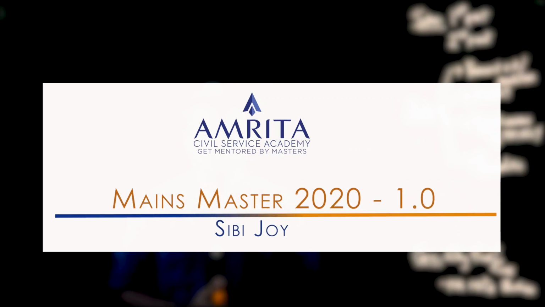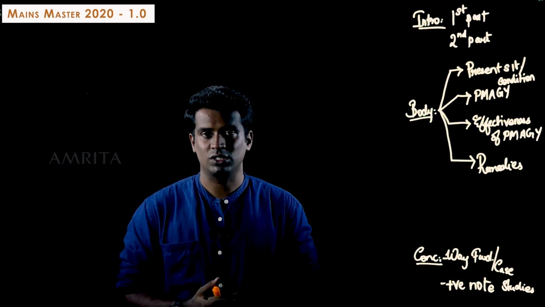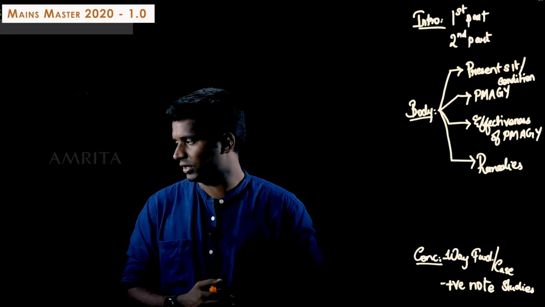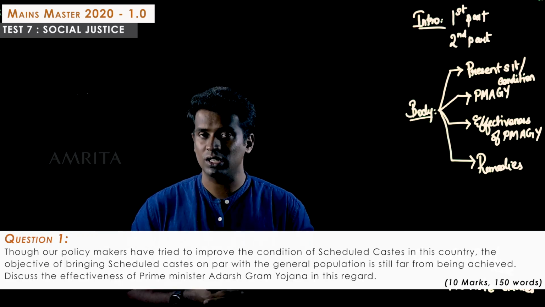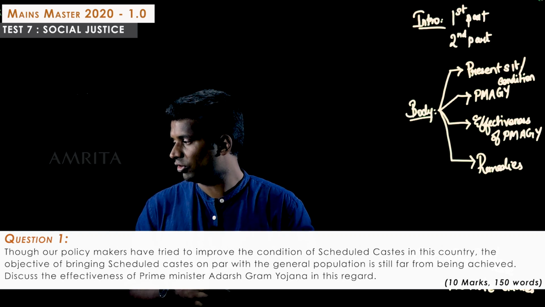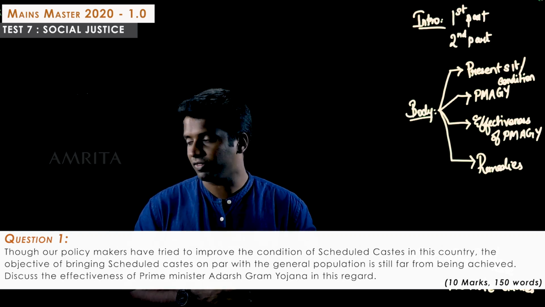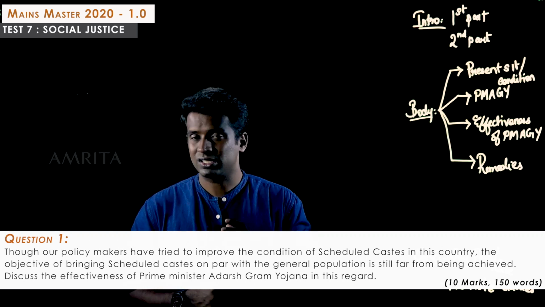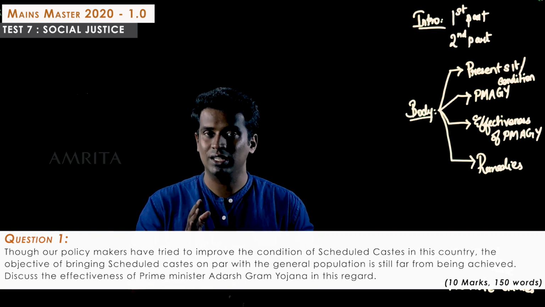My name is Sibi Joy, and as part of our Mains Master 2020 program, in this video, we'll be discussing a question on social justice. So the first question goes like this. Though our policymakers have tried to improve the condition of scheduled castes in our country, the objective of bringing scheduled castes on par with the general population is still far from being achieved. Discuss the effectiveness of Pradhan Mantri Adarsh Gram Yojana in this regard.